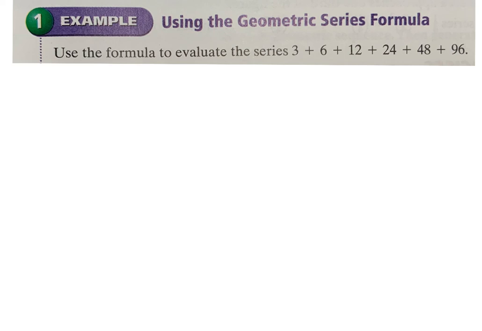Use the formula, it says, to evaluate the series, and they give us this series of numbers. Obviously, you can add them up, but they specifically said use the formula, all right? So the first thing we need to figure out, because in order to use this formula, we need our first term and our r and our n. So how am I getting from 3 to 6 and 6 to 12 and 12 to 24 and so on and so forth? I'm multiplying by what? 2. So my common ratio here is 2.